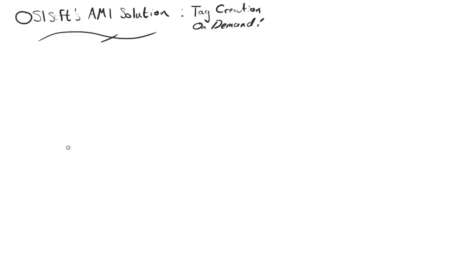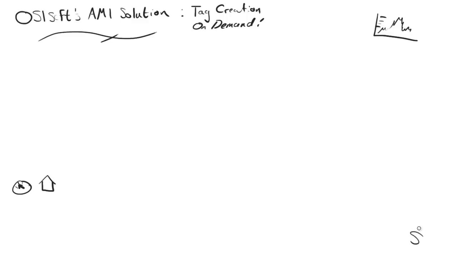In this part of OSIsoft's AMI infrastructure, we'll talk about what happens when you add a meter, and specifically how we add a tag to the PI system, to the PI server in the AMI infrastructure. First off, we're going to talk about the on-demand mode, which means creating tags on demand versus the pre-created mode. We'll talk about that in the second half of the video.